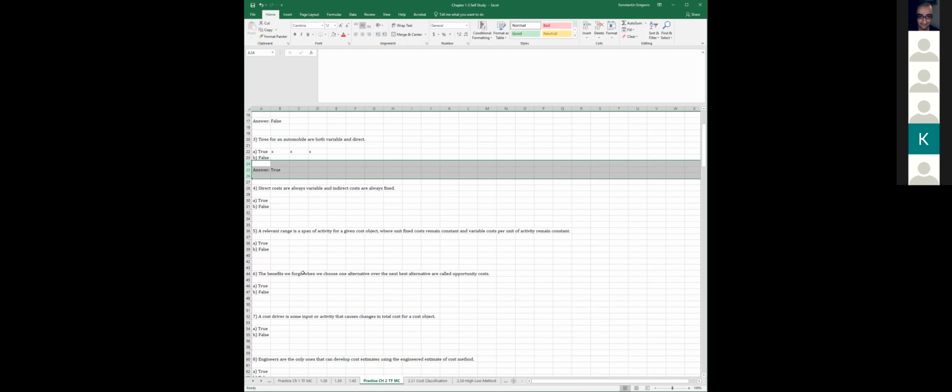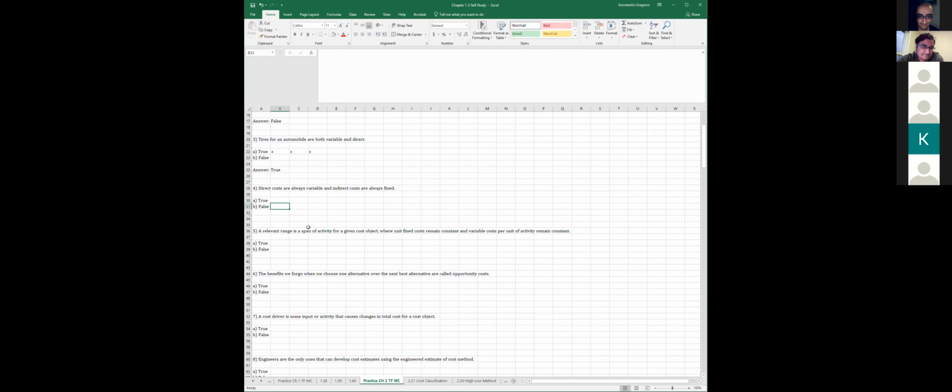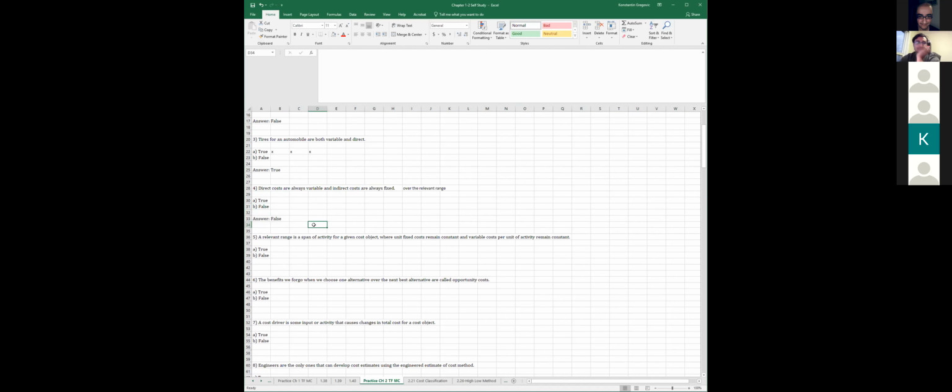Unfair. Okay. Direct costs are always variable and indirect costs are always fixed. False. They should say false, over the relevant range anyways. It's true if it's over the relevant range. That's what I'm guessing, but they never say relevant range, right? So, yeah. Let's see what they say here. False. Boom.